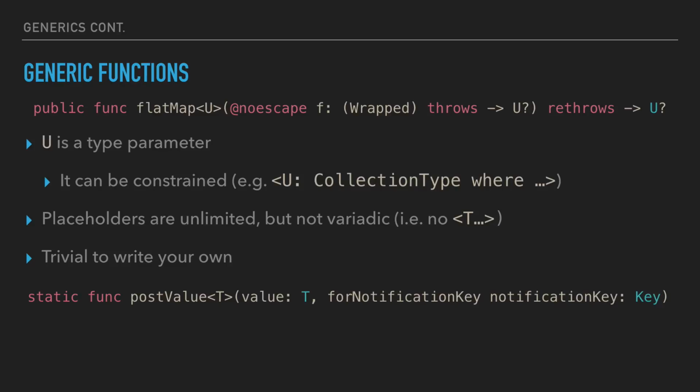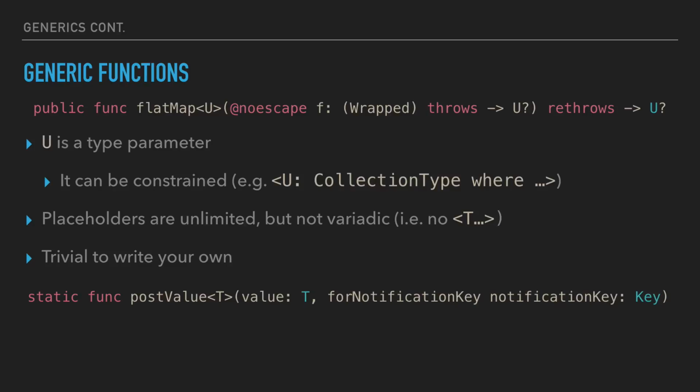You can also constrain these type parameters, so if you want to say that this is going to be some type, but it has to conform to a protocol or inherit from a superclass, then you would do that there. Placeholders are unlimited, but they're not variadic, so you can have as many of these placeholders as you want, but you have to define them all separately. So you're not going to be able to do something like Scala's variadic generics, where you can just say, here's a generic, start this pattern of these types of generics, and then have T, U, V, W, X, Y, Z all defined for you as you want to use them.